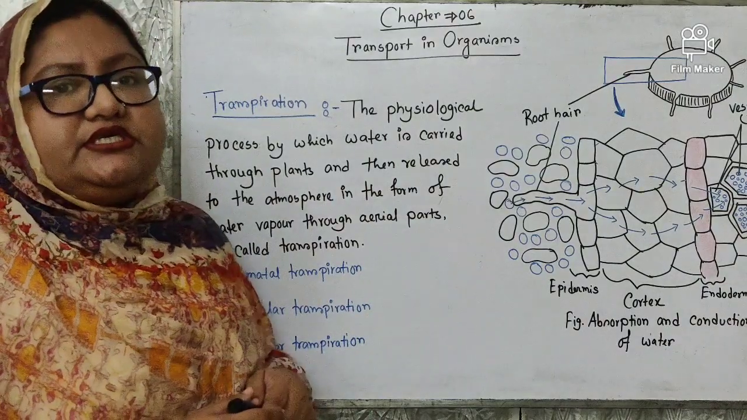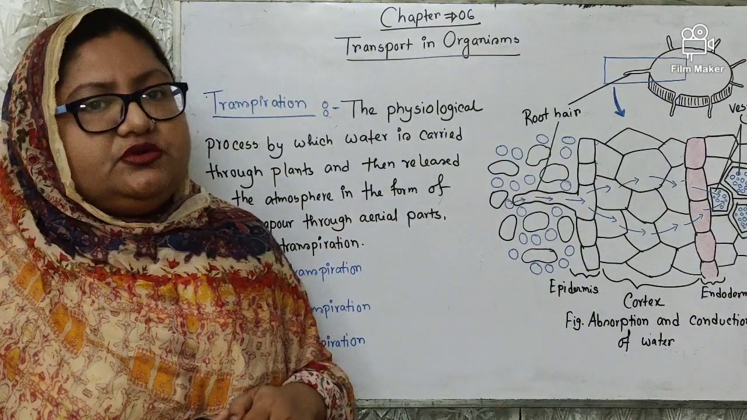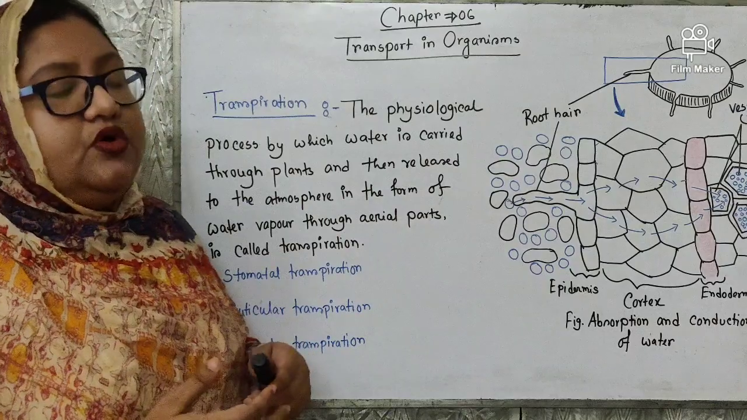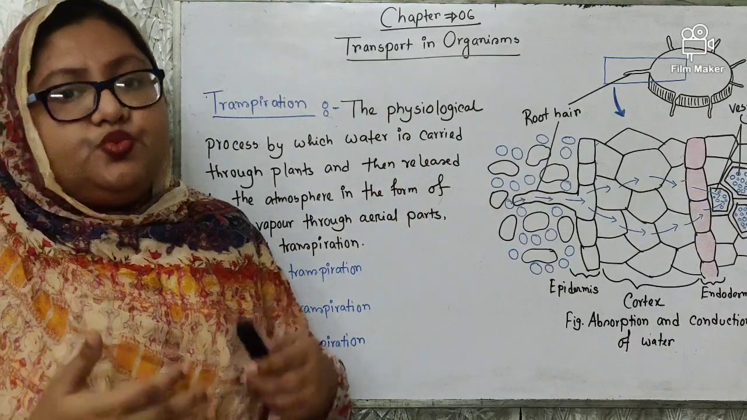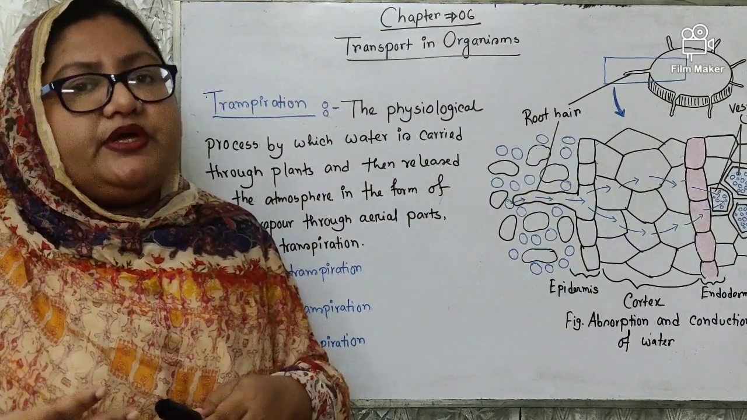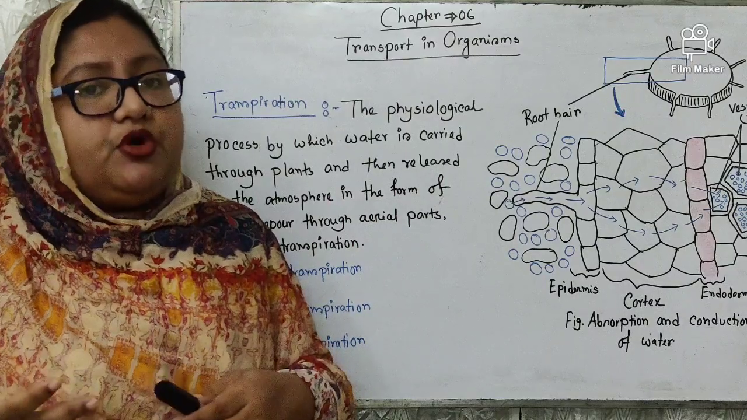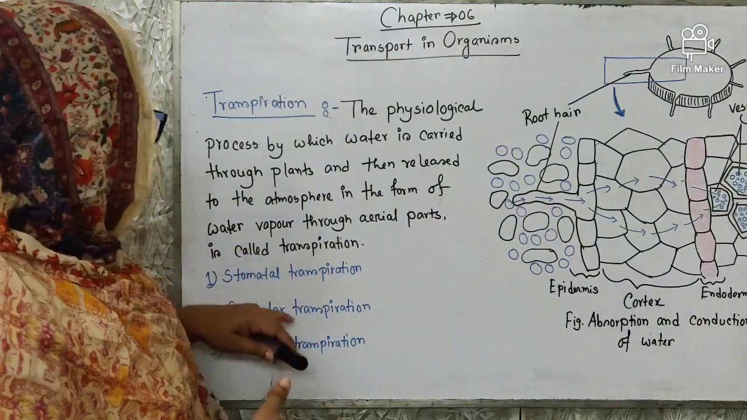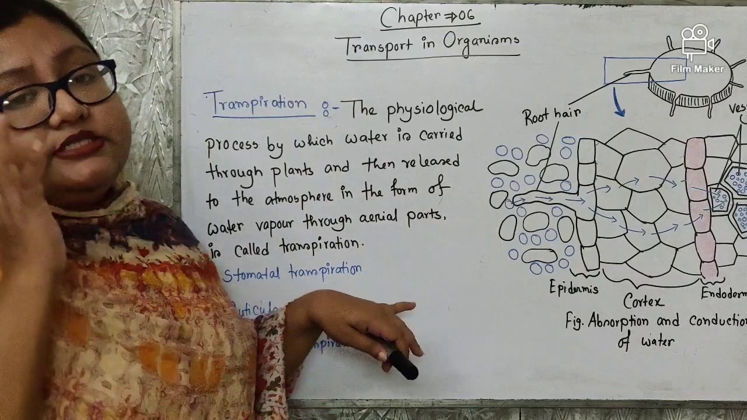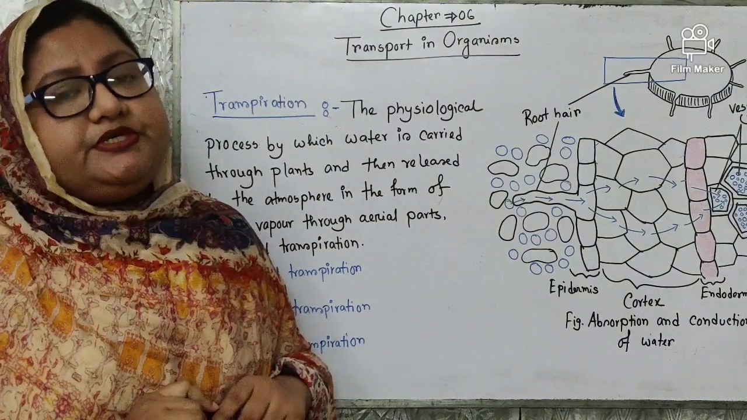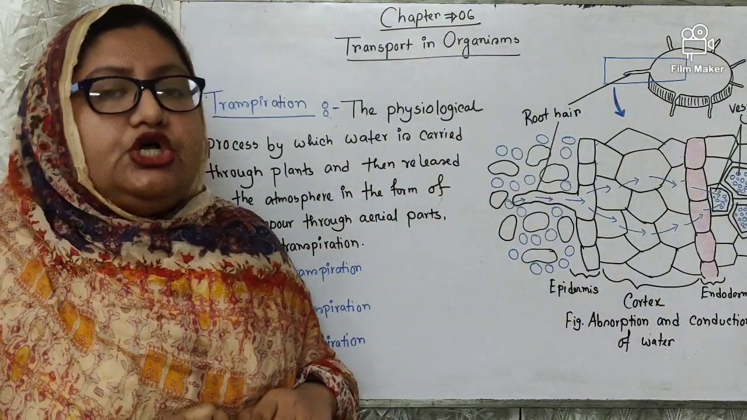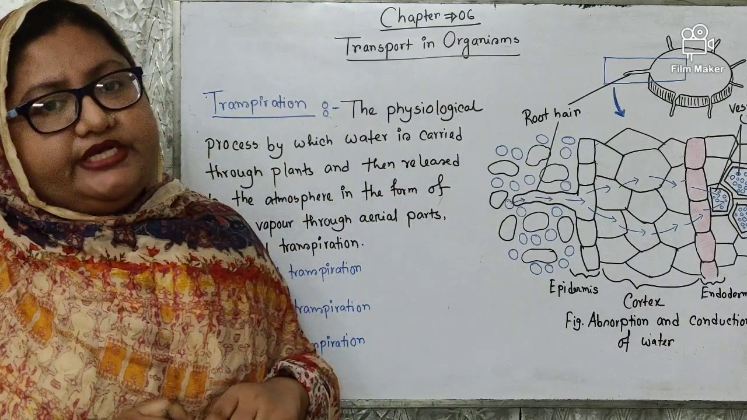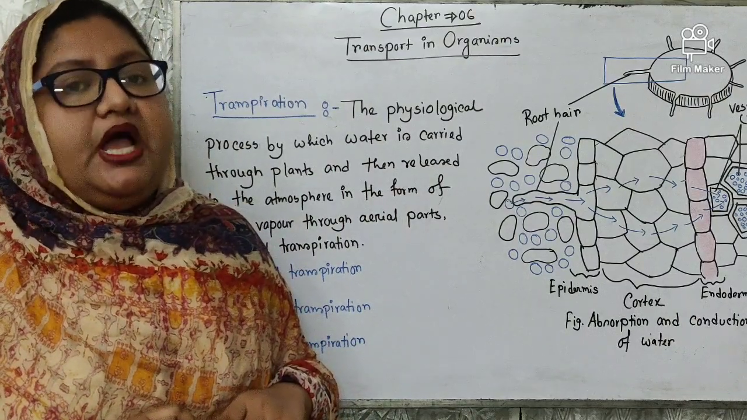Okay, now transpiration is of three types. It is mainly classified on the basis of the nature of the route through which water is released from the plant's body. Okay. First of all, stomatal transpiration. What is stomatal transpiration? The transpiration that takes place through the stomata is known as stomatal transpiration.